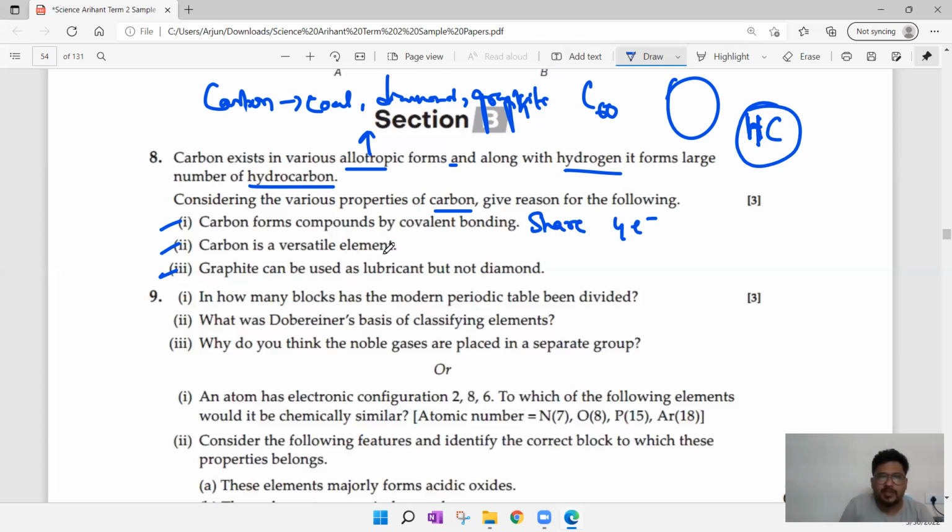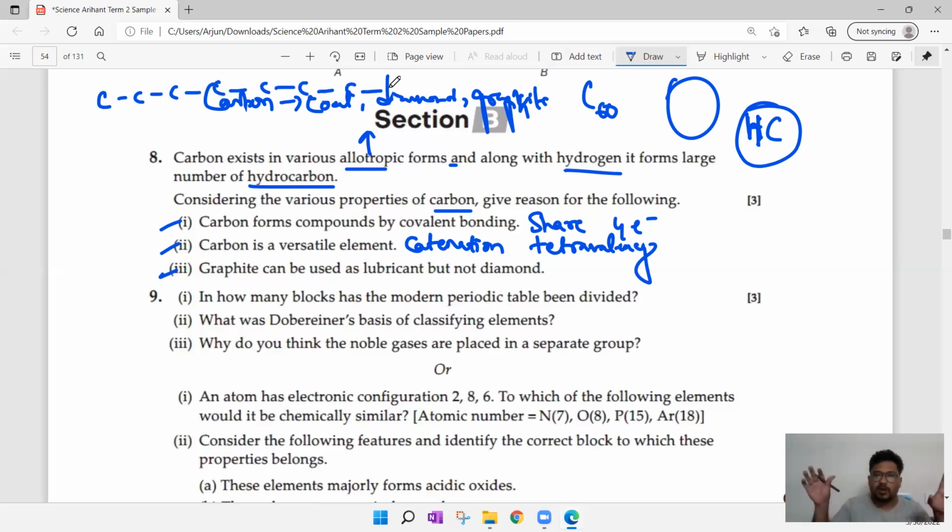Next, carbon is a versatile element. Yes, carbon is a versatile element. Why? Because of 2 properties. First one, catenation. Number 2, tetravalency. So what is catenation? It's the process of self-linking of similar elements. So carbon can bond with carbon, and that can bond with carbon. Like that we can find very big long carbon chains. Tetravalency: tetra means 4, so carbon has 4 valency.